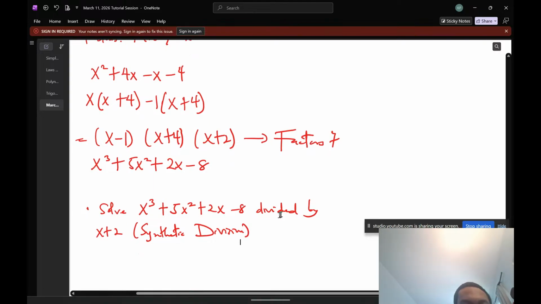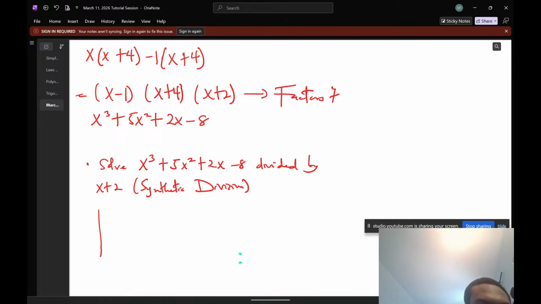So what I will do is that we'll draw a table like this. And then I'll write out all the coefficients in front of these terms. So the first coefficient for x cubed is 1, coefficient for x squared is 5, coefficient for x is 2, the last one is minus 8. And the number that we're using to divide it is x plus 2, right? So we'll do x plus 2 equals 0. So we carry to the other side, x is equal to minus 2, right? So we write minus 2 here.